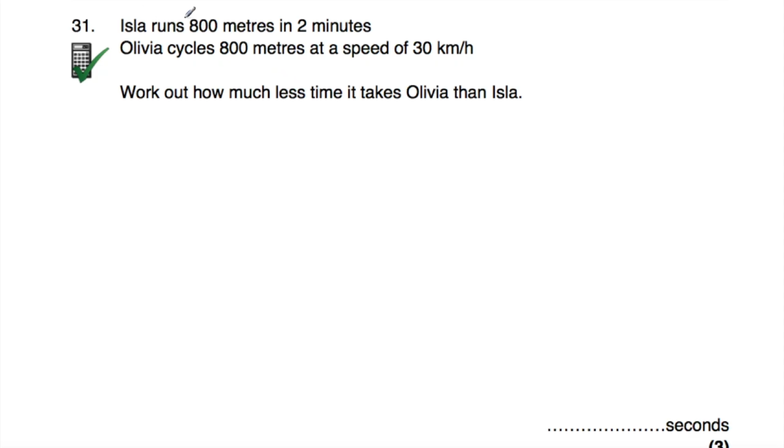Now for Isla, we're told that she runs 800 meters in 2 minutes, which is 120 seconds. Now in terms of Olivia, let's just write down here Olivia, she cycles 800 meters at a speed of 30 kilometers per hour. Now we want to find the time taken, but we've got a bit of a problem here. We've got 800 meters and 30 kilometers per hour.